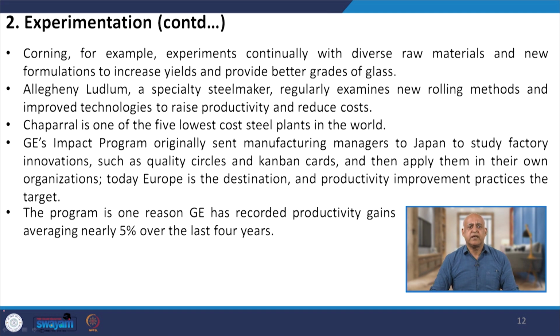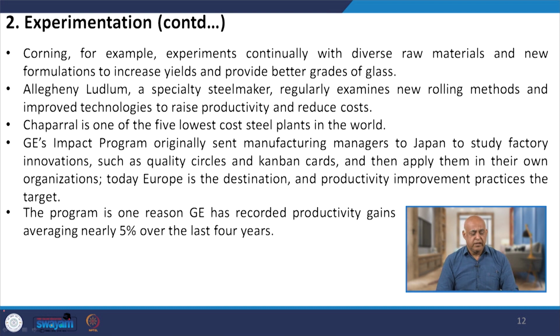So, second, whenever we are talking about experimentation, for example, the experiments continuously try diverse new raw materials and new formulations to increase yields and provide better grades of the product. Here, for example, the steelmaker regularly examines new rolling methods and improved technologies to raise quality and productivity and reduce the cost.